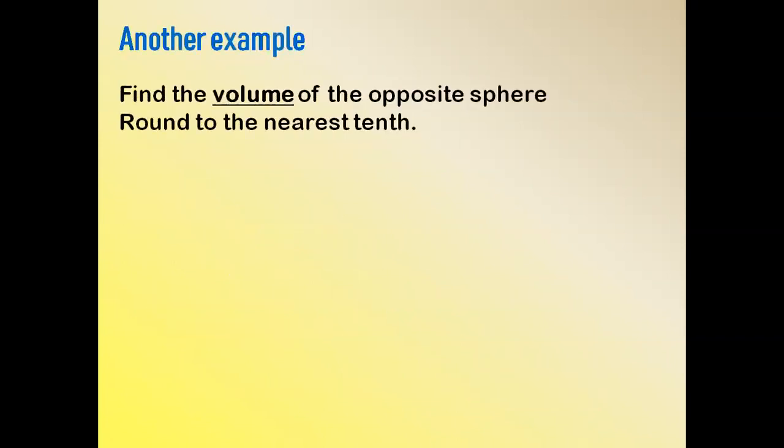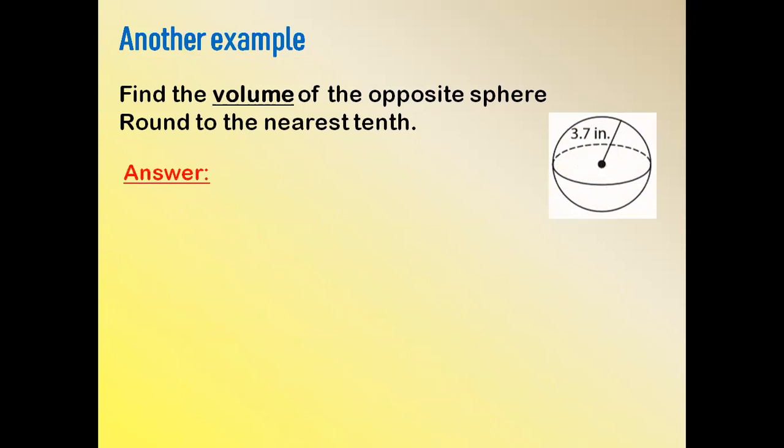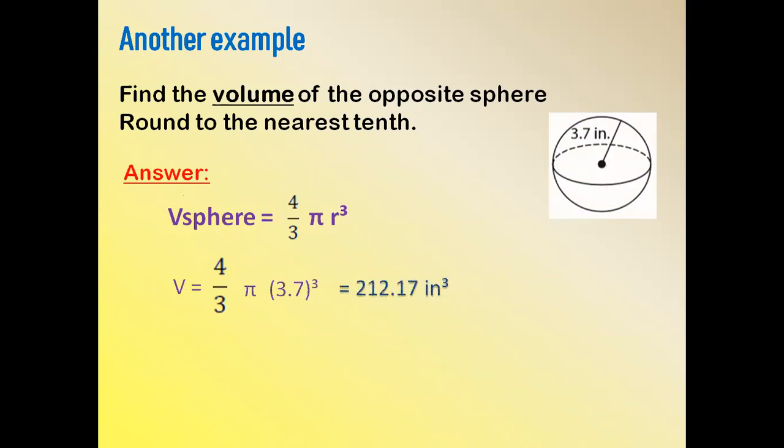Another example: find the volume of the sphere, rounded to the nearest tenth. Here is our sphere. I have the radius, which is a direct application. So the volume of a sphere is 4/3 pi r cubed. Here we have 3.7 inches as the radius. So I'm going to put 4/3 pi as it is, and 3.7 cubed. I will find 212.17 inches cubed. By approximation, it gives me 212.2 inches cubed. And this is the volume for that sphere.